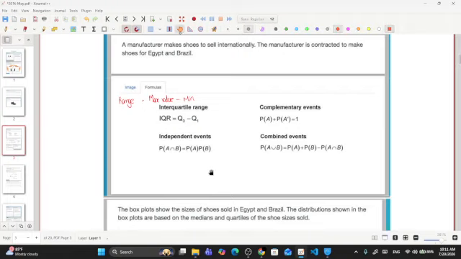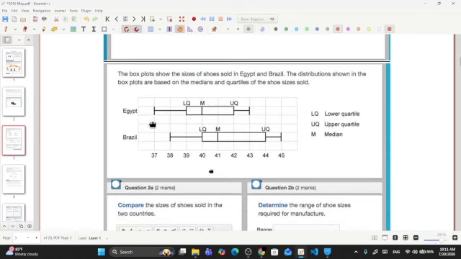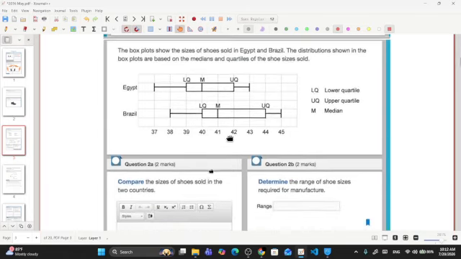Now, what does the question say? The box plots show the size of shoes sold in Egypt and Brazil. The distribution shown in the box plots is based on the medians and quartiles of the shoe sizes. Now have a look. The maximum shoe size that has been sold in Brazil is 45. The minimum shoe size that has been sold in Brazil is 38. The median shoe size that has been sold in Brazil is 41, and the median shoe size that has been sold in Egypt is 40.